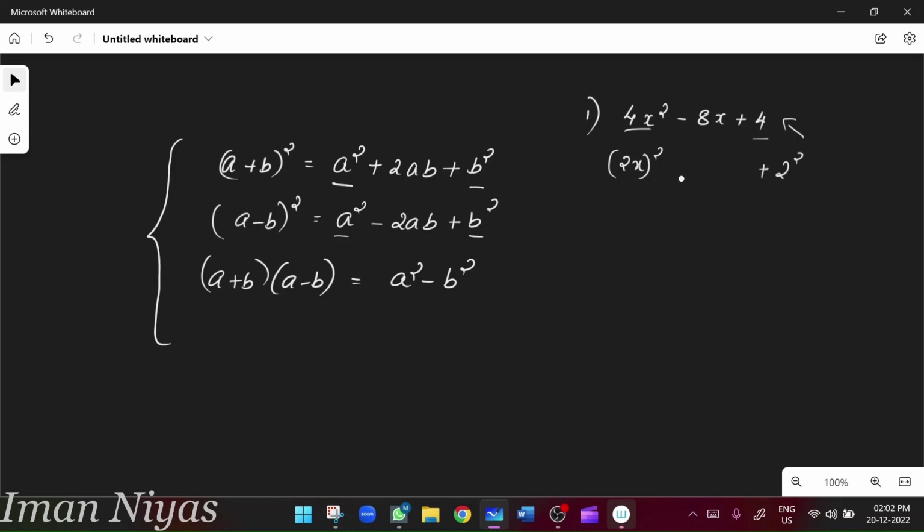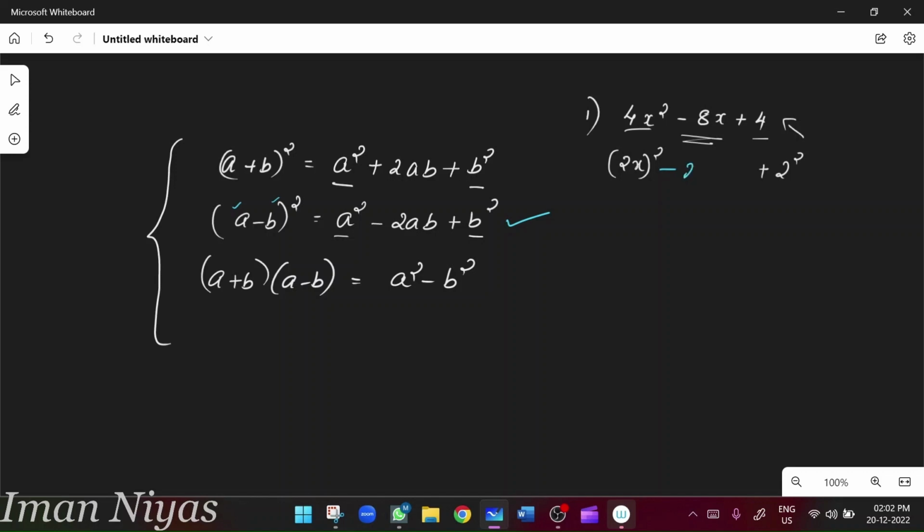Now we are going to check the sign of the middle term. What is the sign of the middle term? The sign of the middle term for our question is negative. So we can understand that it will go with a minus b the whole square, and you have to write it as minus 2ab. What is a here? A is the first term and b is the second term.